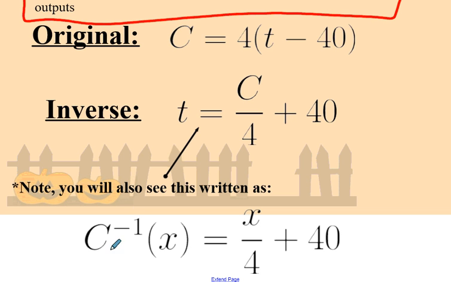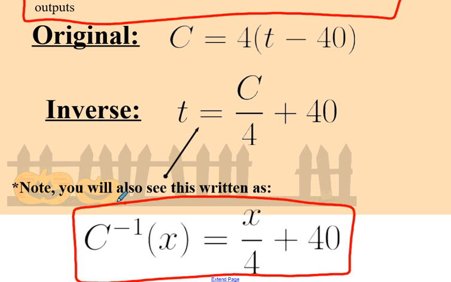So we'd say the inverse function for the chirp rate and temperature situation is equal to x divided by 4. X just stands for your input. We know in this case for the inverse function, that would be the chirp rate. We take it, divide it by 4, and add 40. This is how we would write the inverse function in function notation.